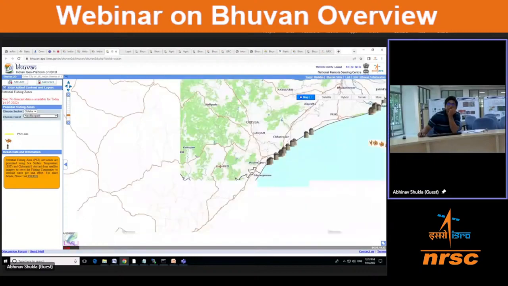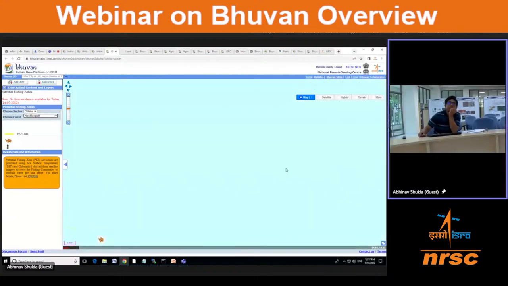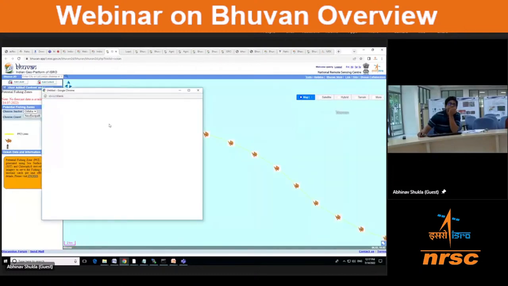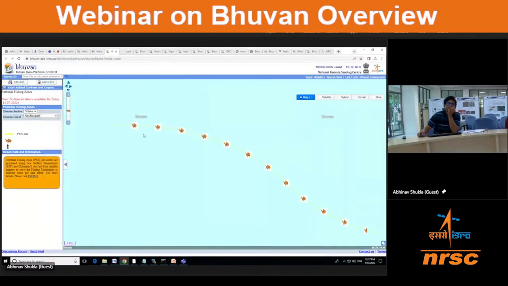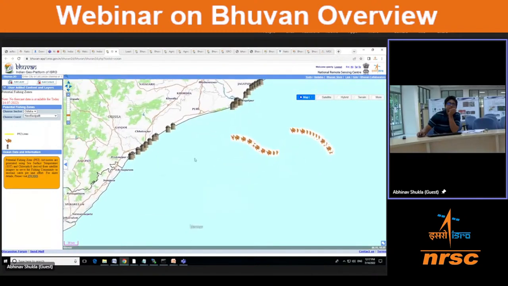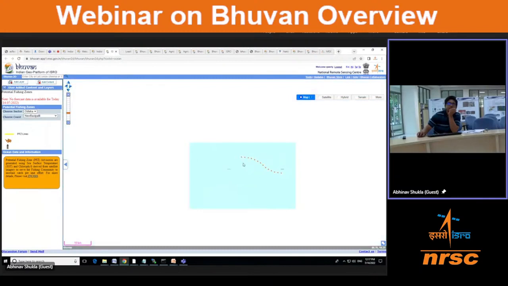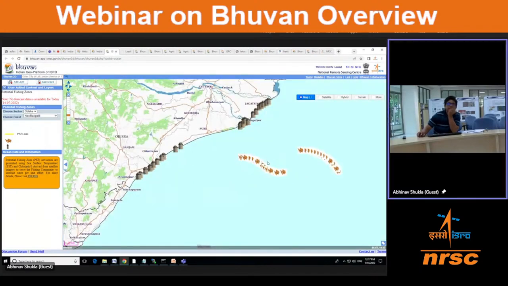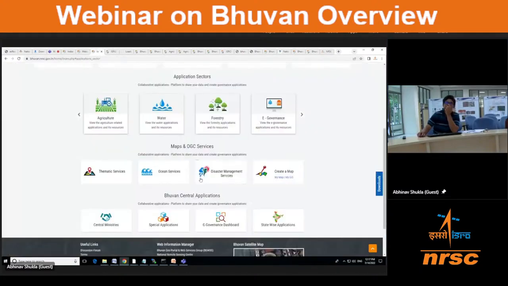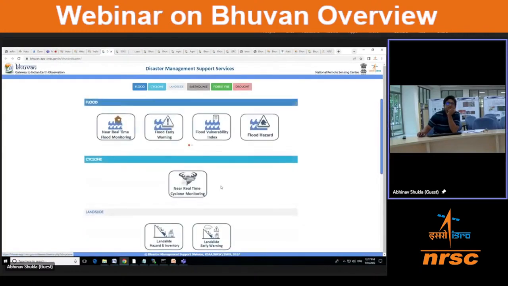These are the potential fishing zones. The fish images are potential fishing zones, and the yellow line represents the potential fishing lines. Using this information, we can get to know where there is potential for getting a larger amount of fish, so the user can make use of it. Disaster management services, the previous speaker has already explained, so I will not get more into it.